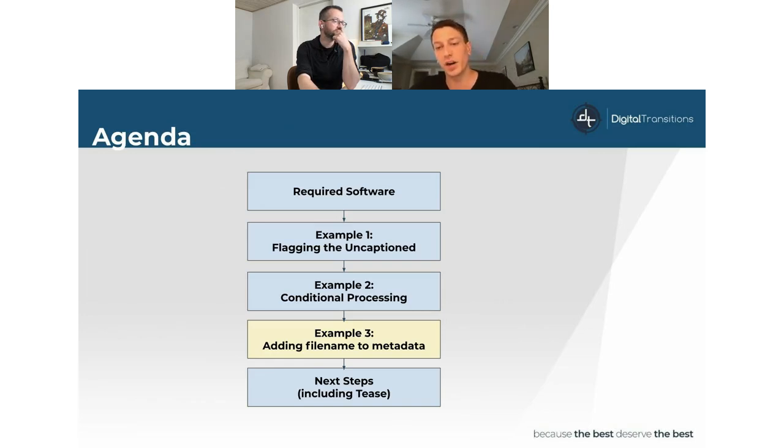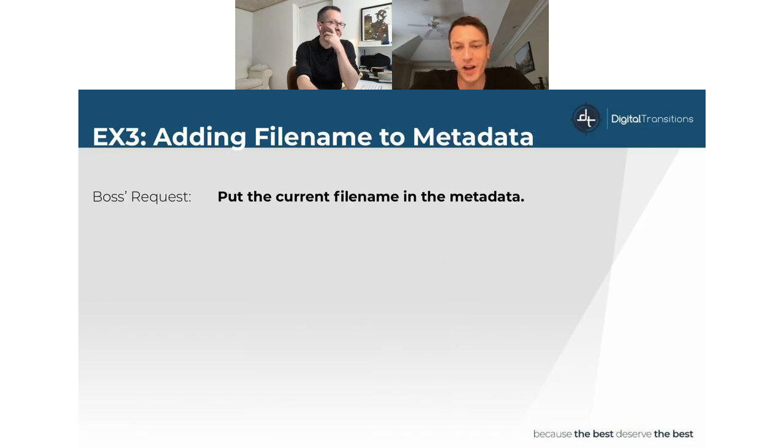So next, we're going to look at example 3, adding file name to metadata, and we're going to use that as an excuse to learn a few more new concepts before we move on. So our last example will be putting the current file name in the metadata.